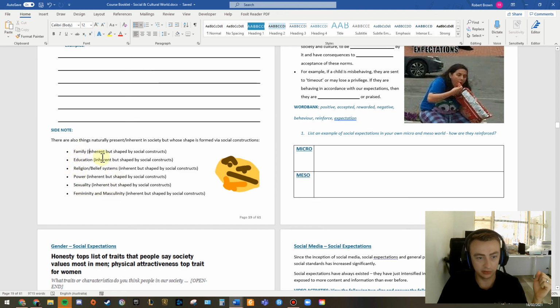A lot of these other ones as well are things that are naturally occurring but shaped by social constructs.